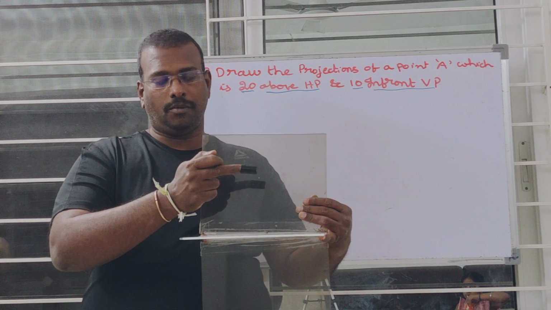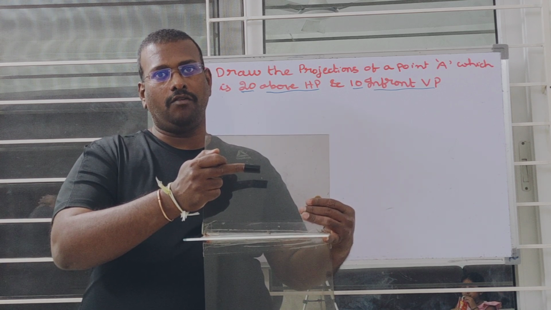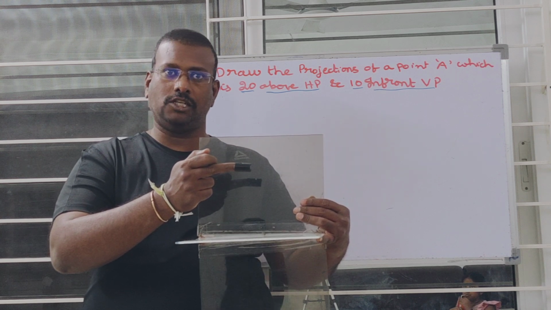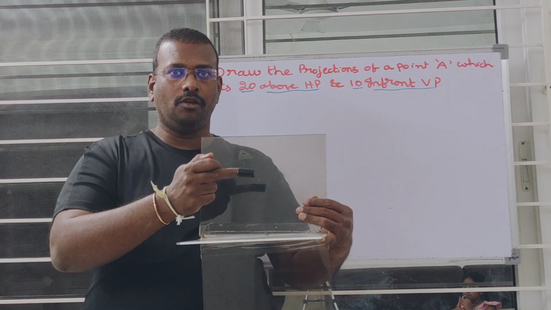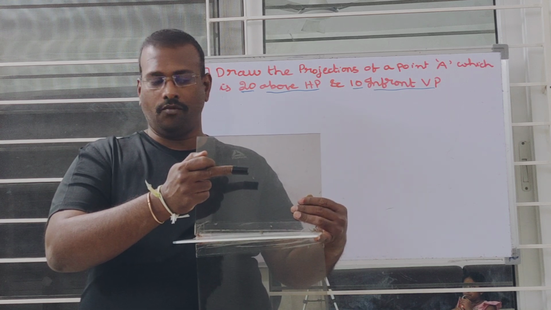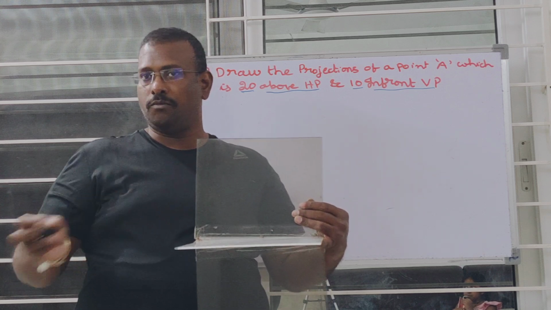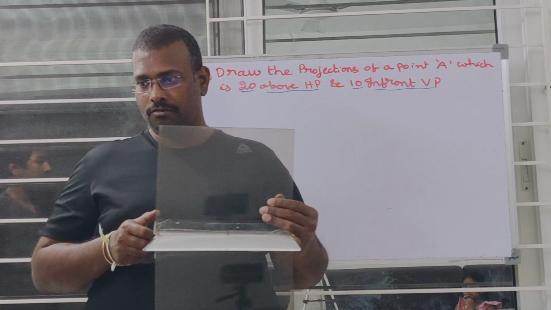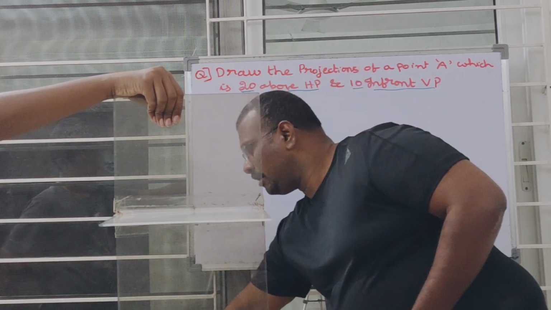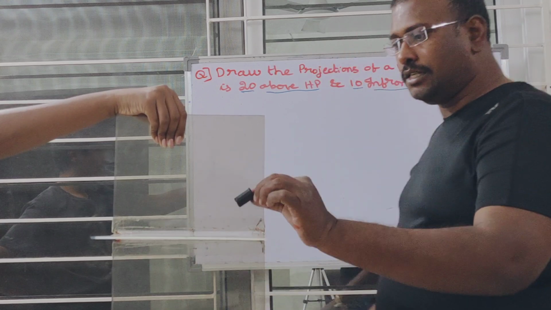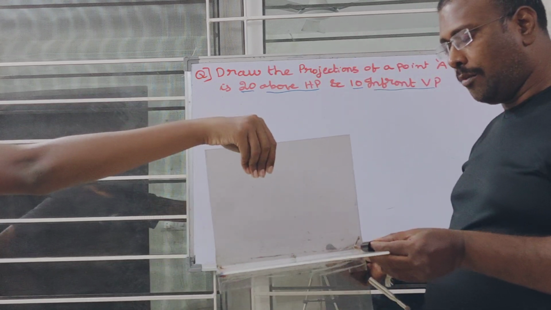So once this is the point here, what are the things we require? We require front view as well as top view. So here, where will the front view fall? If an observer is viewing from here, so let us consider this is 20 above HP.